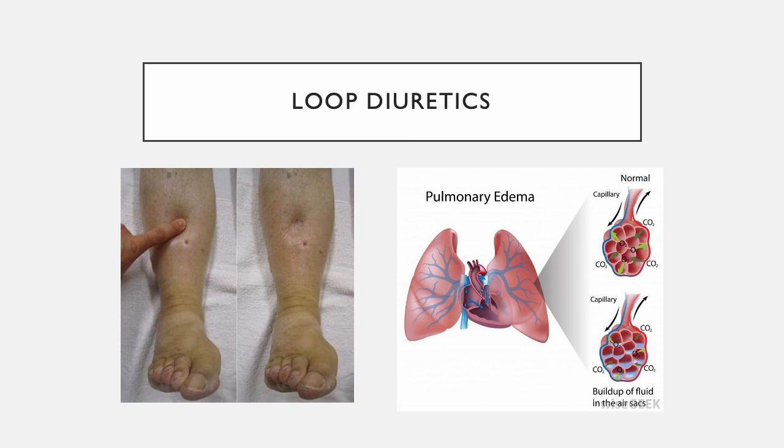So adverse effects, kind of just like we talked about, hypotension, hypovolemic shock, and we can have dysrhythmias if our potassium level becomes too low. If you're giving this IV and you push this too fast, it can cause ototoxicity, so it's very important you don't push it too fast.